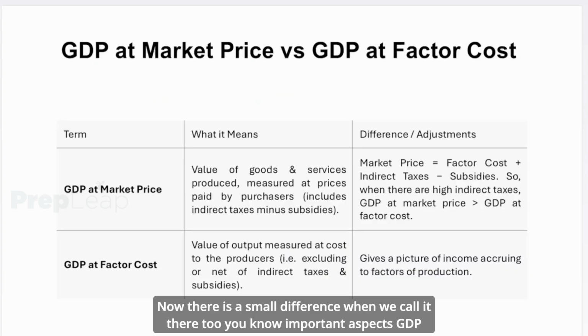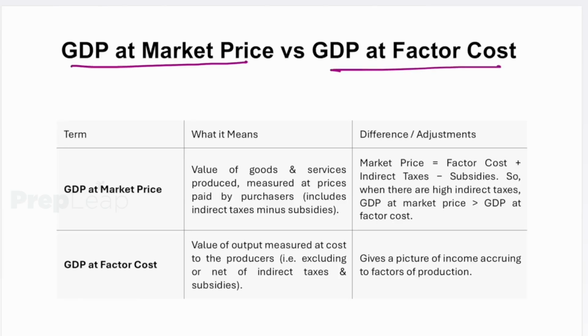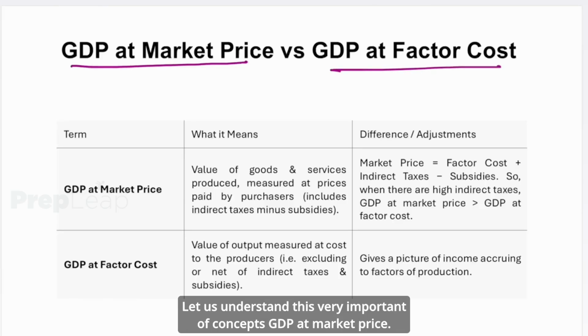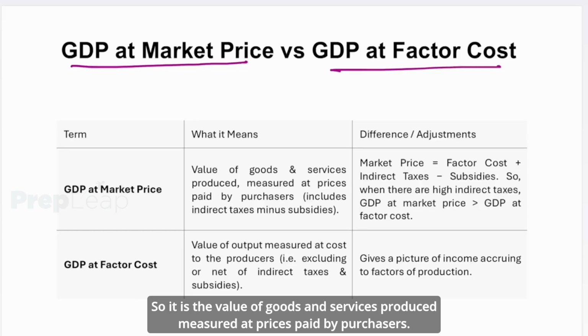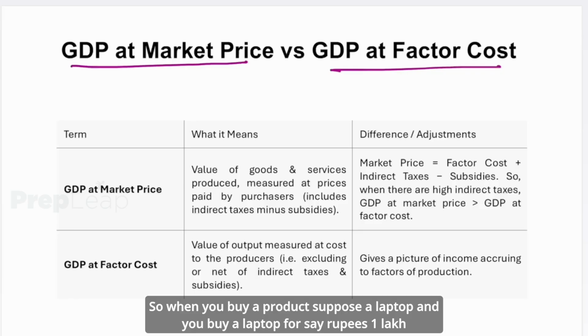Now there is a small difference, as there are two important aspects: GDP at market price and GDP at factor cost. So what is the difference between the two? Let's understand this, very important concepts. GDP at market price is the value of goods and services produced, measured at prices paid by purchasers. So when you buy a product, suppose a laptop, and you buy it for say rupees 1 lakh.